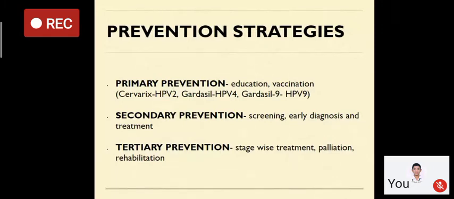Now, what are the prevention strategies for cervical cancer? The most important primary prevention is patient education and vaccination. And we have vaccines available in the market against these HPV types. These are known as Cervarix and Gardasil. Gardasil 9 is against 9 HPV viruses. Gardasil is against 4 HPV viruses: 6, 11, 16, and 18. Cervarix is against HPV 16 and 18.